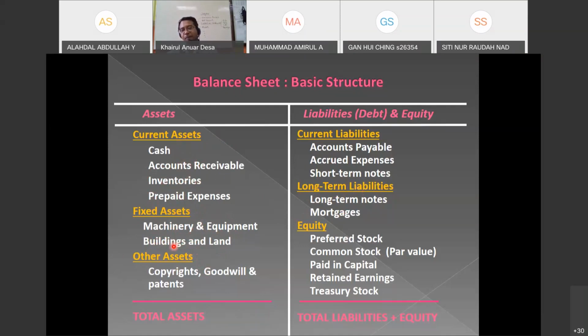Siapa pandai? What is the meaning of long term? Lebih dari setahun. More than 1 year maturity. That is the jangka panjang, that is the long term. Got it? Boleh faham? Santin? Okay? Rauda? Got it? Zin? Okay, thank you very much. Can we go to the next slide?